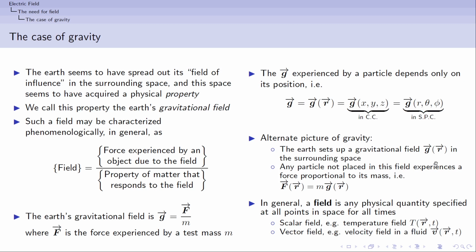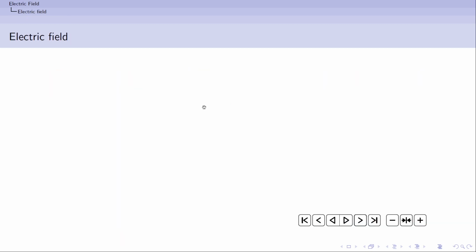Then we could have a velocity field. An example of a vector field is a velocity field in a fluid. In a liquid which is flowing, different points in the liquid will have different velocity components. If you are able to map out these velocities at all points at all times, then you get what is called the velocity field. So now let us apply these ideas and try to understand what an electric field does.